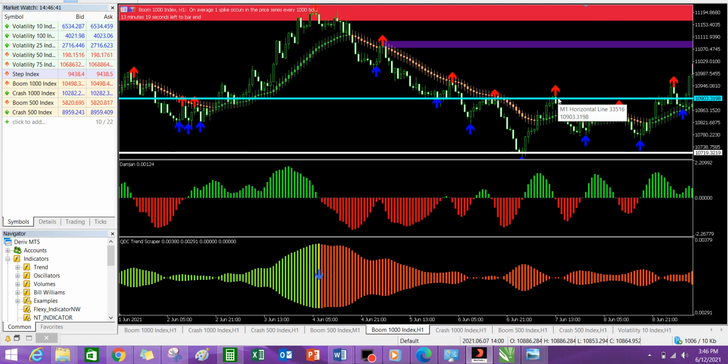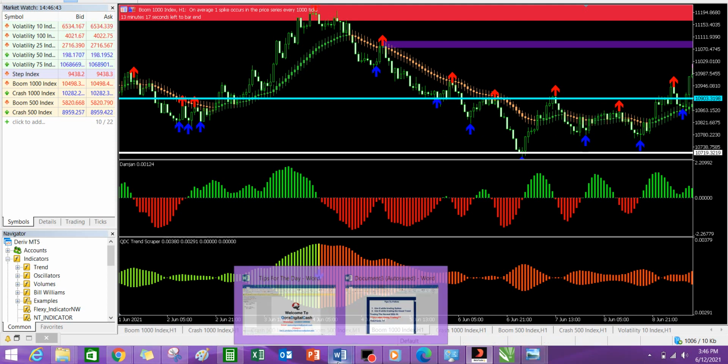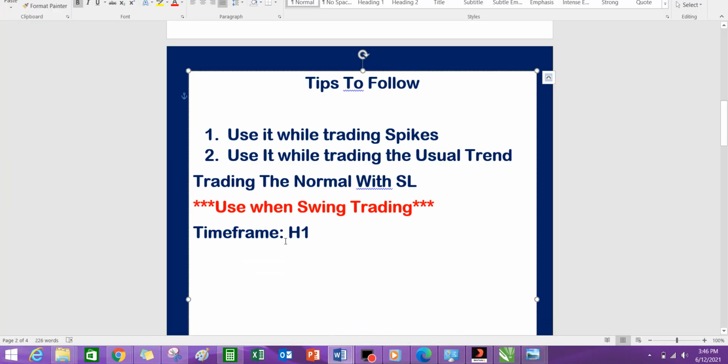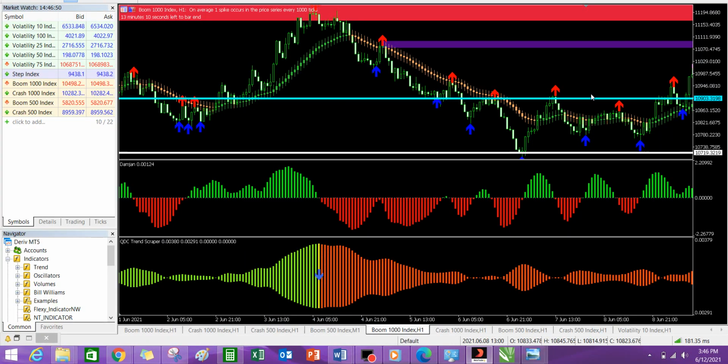How can we take advantage of this in trading the normal trend? The first thing is, make sure your time frame is 1 hour time frame. And once your time frame is on 1 hour time frame, once you get a sell signal in boom, you can come in and start trading. After trading for a while, you introduce your stop loss and give a little gap between the current action price and where you want your stop loss to be, so that you can have enough space.